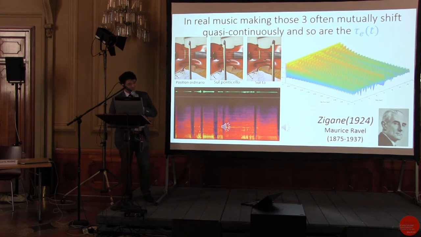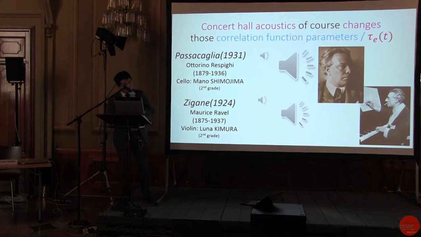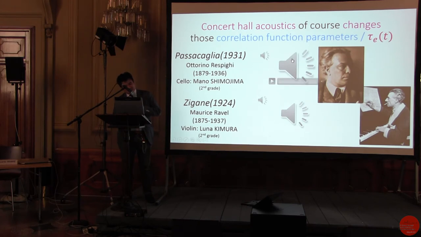This is a fragment of a performance by one of my students. The correlation function analysis can show something like this. Also, by applying some reverb digitally, we can listen to something like this. This is digital. And naturally, the values of tau e change.